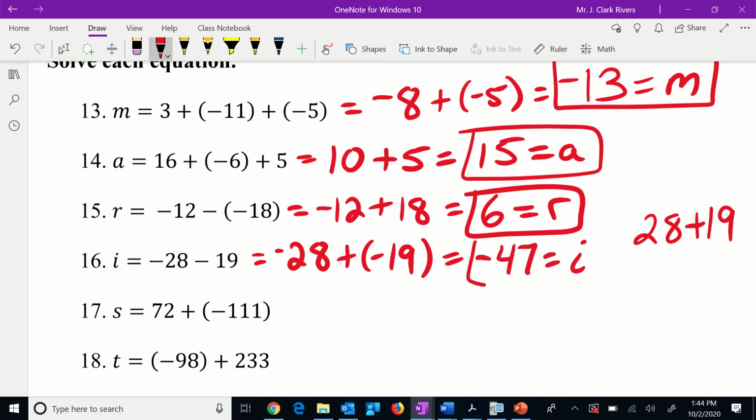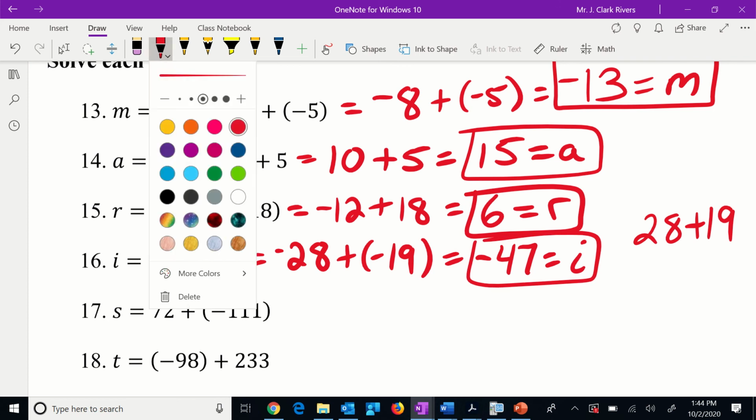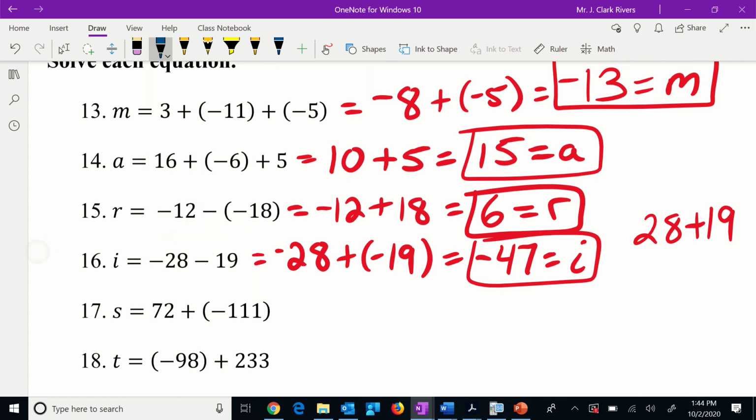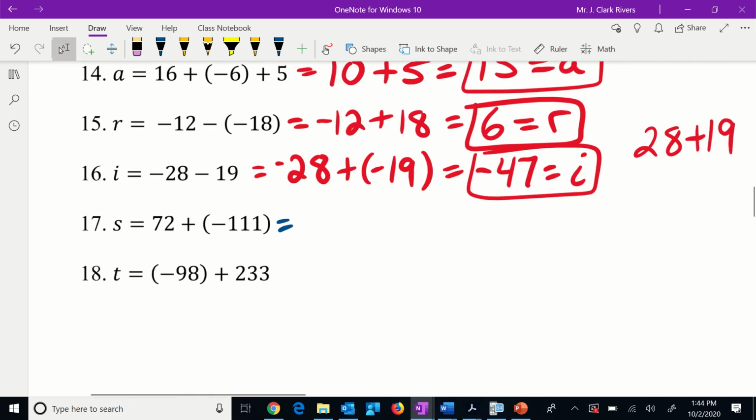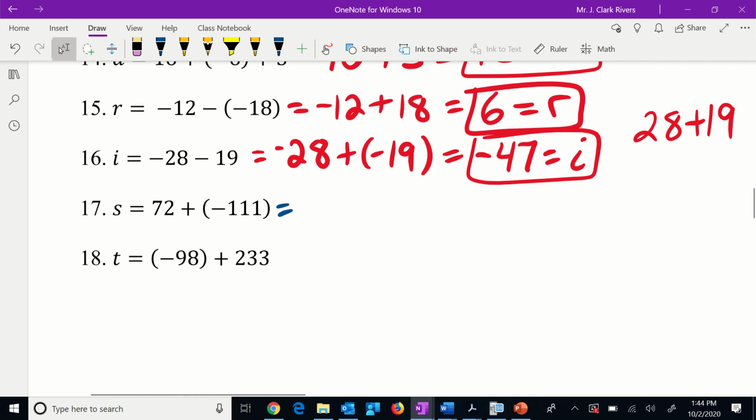I'm going to change the color of my pen. S equals 72 plus negative 111. Okay, which one's further from 0, 72 or negative 111? Negative 111 is, so that's going to be negative. How far is 111 from 72? In other words, what's 111 minus 72?